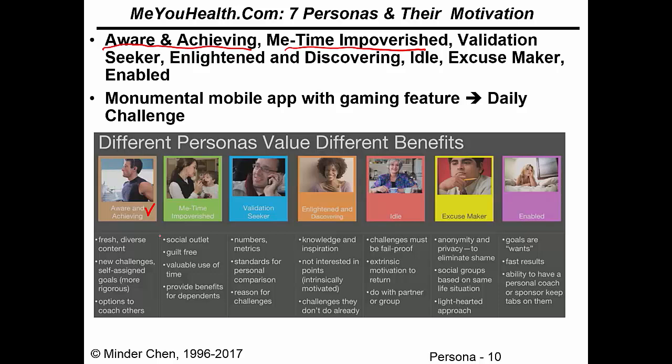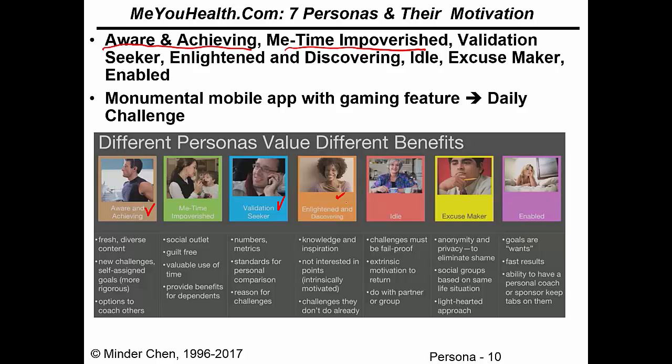The third is validation seeker. They always say, well, does walking really help? Does exercise really useful? And so they always look for some validation. Enlighten and discover people are interested in knowing, hey, what are the useful, simple exercises that I can do to make me healthier, happier, etc.? They're looking for those health tips. Idle, people who just don't want to do anything. You cannot get them excited about exercise.